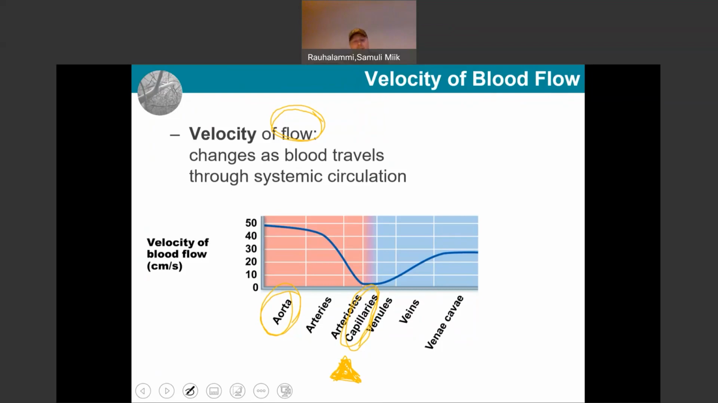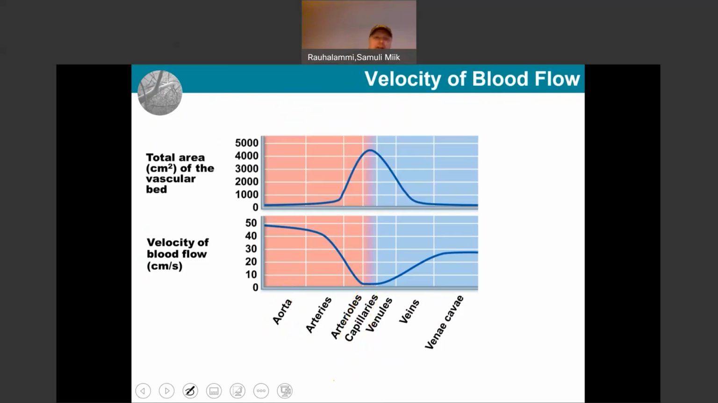Why would this be the case though? We know why it makes sense to have a slow flow in the capillaries, but what causes the flow to be so slow in capillaries? Well, this is all dependent on the cross-sectional surface area of the vessels when added together.